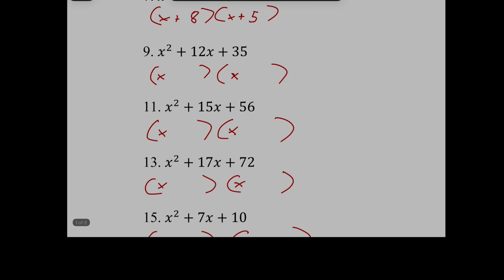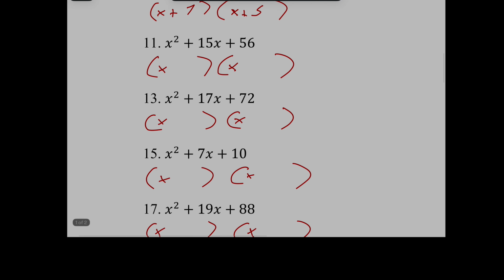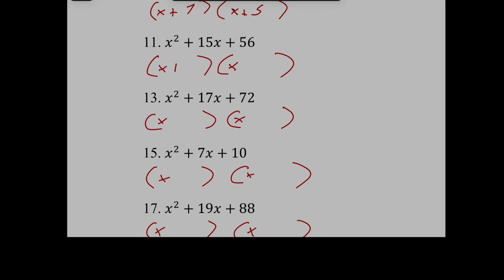All right, third term positive, signs are the same. Take the sign of the middle. Factors of the third add to the middle, which is going to be 7 and 5. What about 5 and 7? It doesn't matter. It doesn't matter which order you do it in. Number 11, third term is positive. Signs are the same. Take the sign of the middle, which is plus. What multiplies to 56 and adds to 15? That's going to be 7 and 8, or 8 and 7.